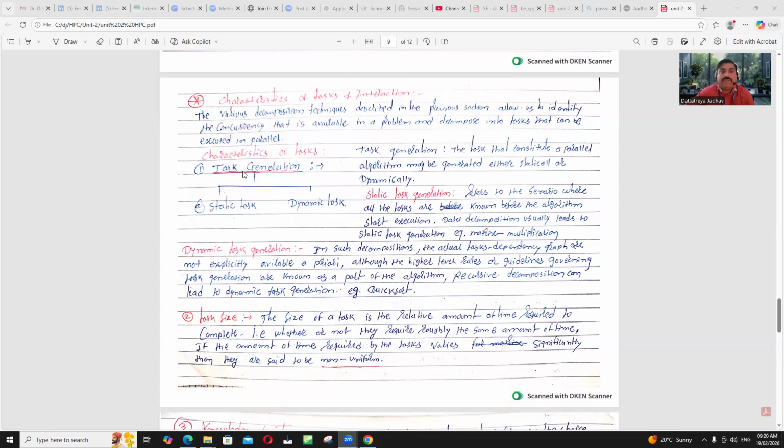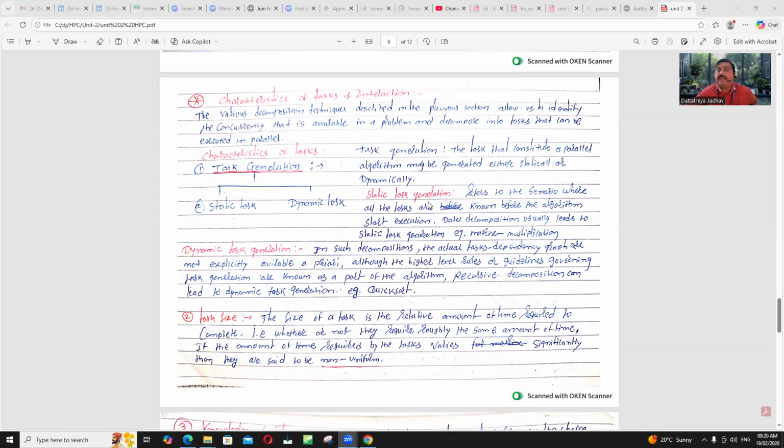So actually, the characteristic of tasks is divided into two parameters. One is a static task, and the second is a dynamic task. Whenever you create the task, how will the task be generated? The tasks that constitute a parallel algorithm may be generated either statically or dynamically. So there are two ways of generating a task: one is static, and the second is dynamic.